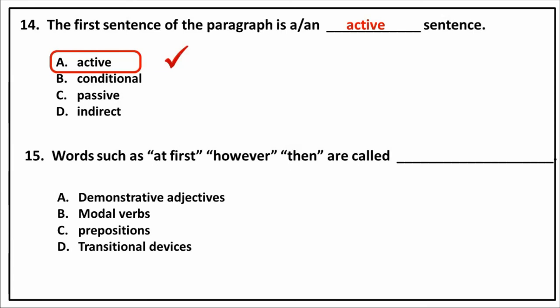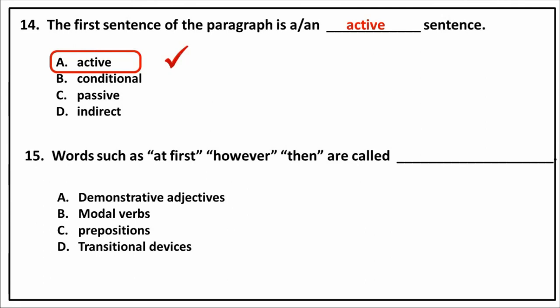Demonstrative adjectives are adjectives like this, that, these, those. These are demonstrative adjectives. Modal verbs, you might be familiar with that, like may, might, should, things like that. Prepositions are like in, on, off, from, by, etc. Transitional devices is the one which is left. So if you know all the others and you don't know this one, then this one is the correct option, of course.